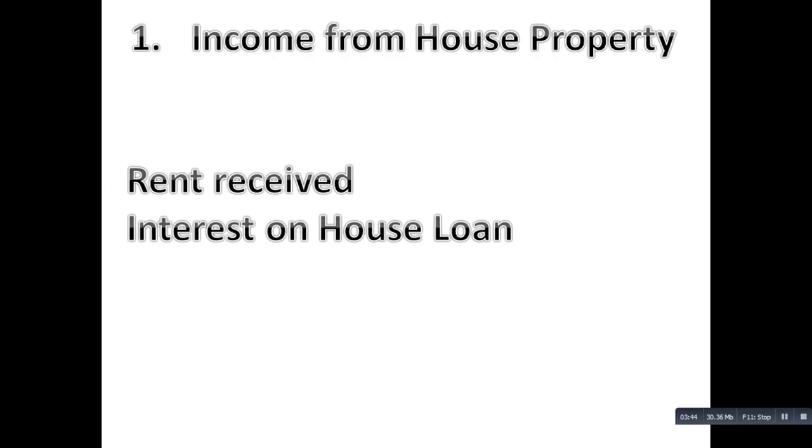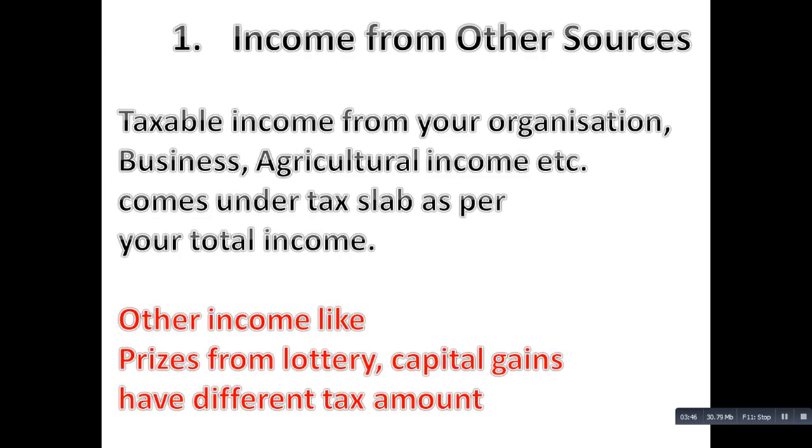Next point is income from other sources. Other sources like income from business, agriculture, so many other sources are there. Also you get prizes from lottery. If you have an investment plan, then you get capital gains also. So income from agriculture or from your organization or business, all these come under your tax slab. If you are in 5%, then you have to pay 5% income tax. If you are in 20%, then you pay 20% income tax.